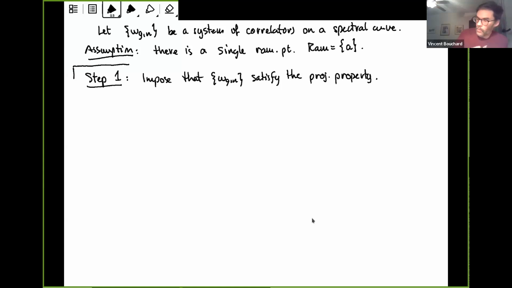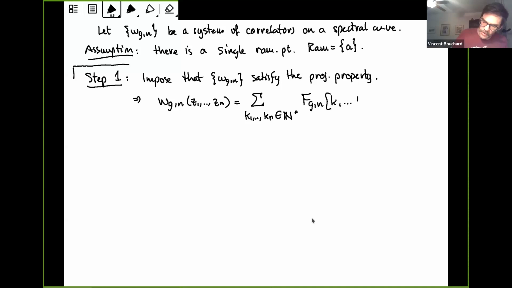So why? Well, if it satisfies the projection property, you can expand in the Xi basis. Right? So you can write down, so here there's a single ramification point, so there's a single Xi basis. So I sum over all Xi's, negative Xi's. Okay, and that defines a set of coefficients F g,n, only finitely many of which are non-zero.